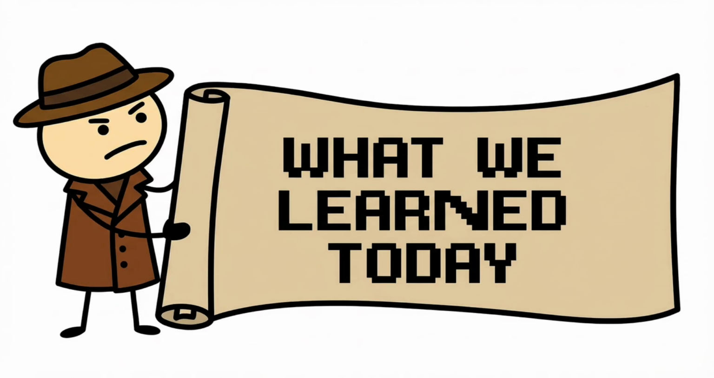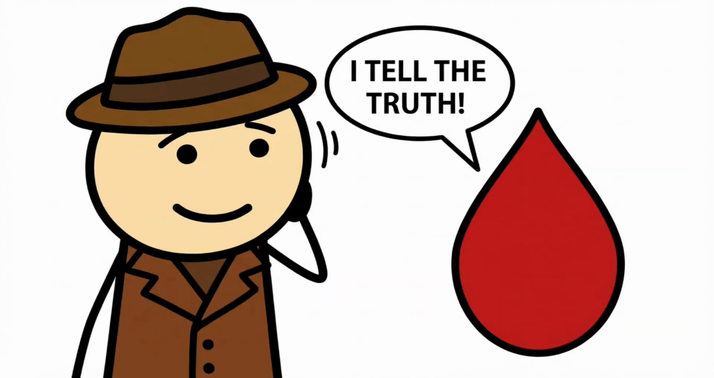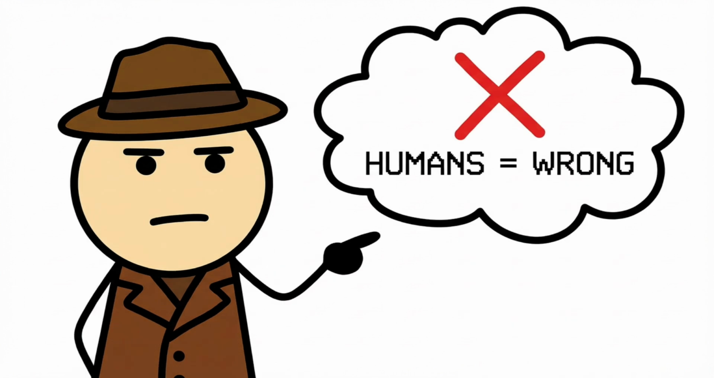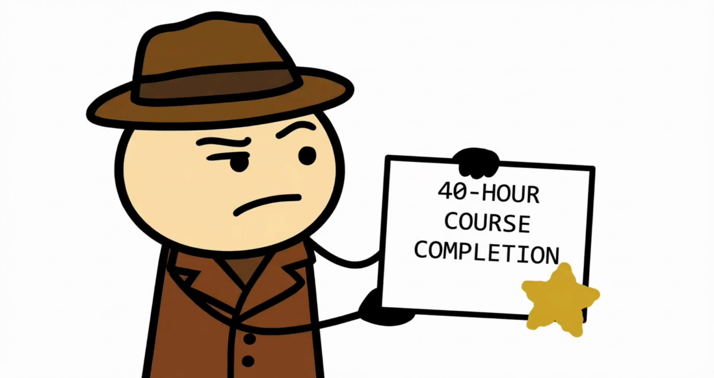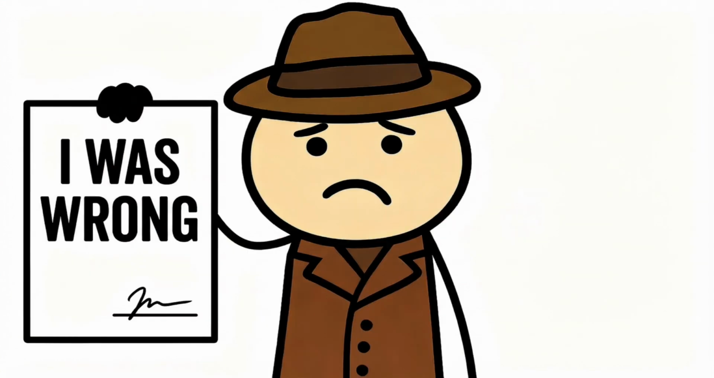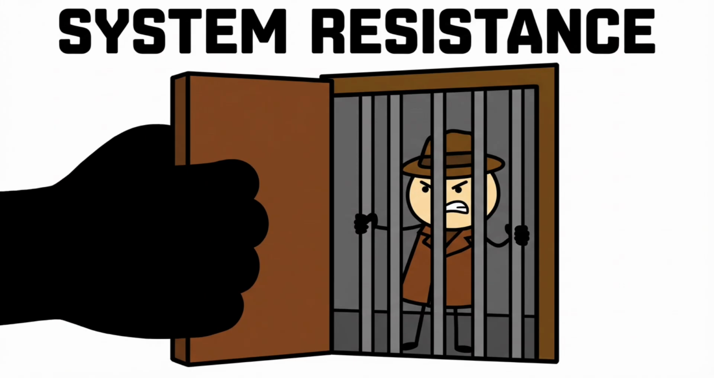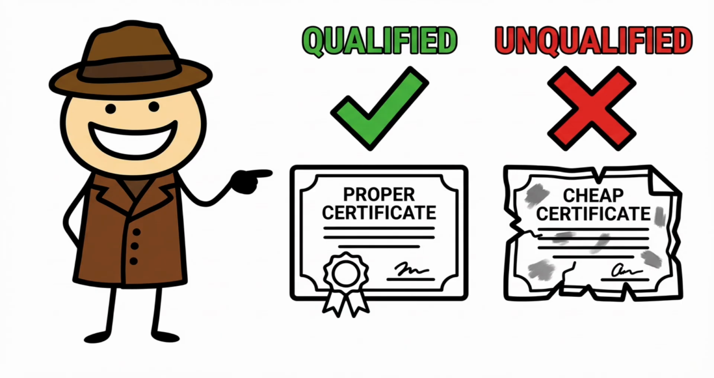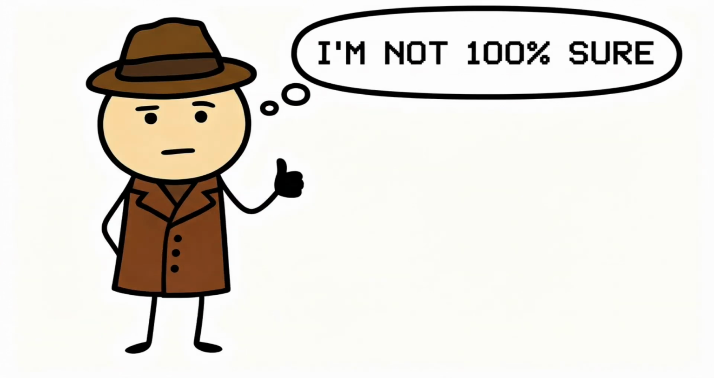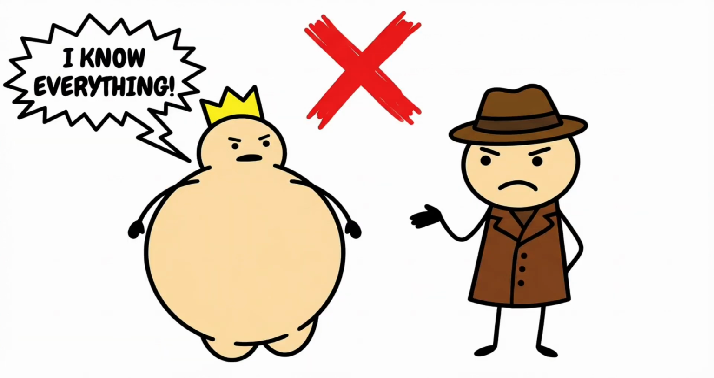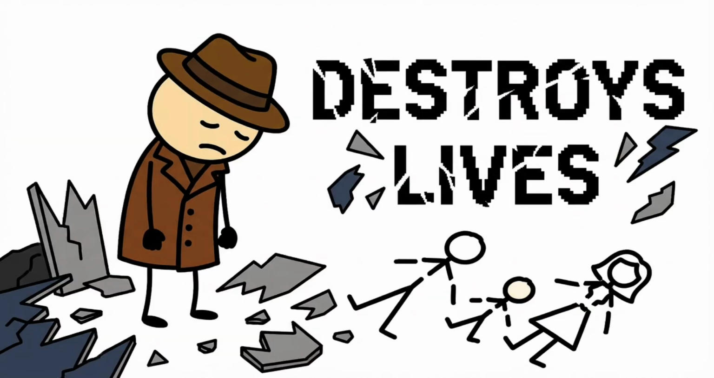Here's what we learned today. Blood doesn't lie, but humans reading that blood absolutely can get it wrong. Joe Bryan lost 33 years of his life based on testimony from a detective with 40 hours of training who later admitted he was wrong. Even after that admission, the system still fought to keep him in prison. Bloodstain pattern analysis can provide valuable insights when done carefully by qualified experts who acknowledge uncertainty. But when done poorly by overconfident analysts, it destroys lives.